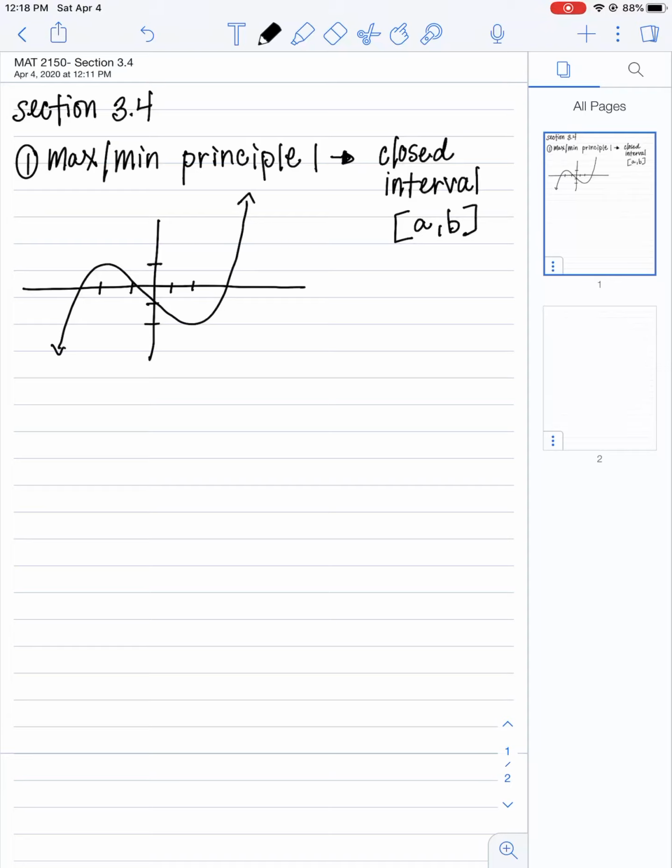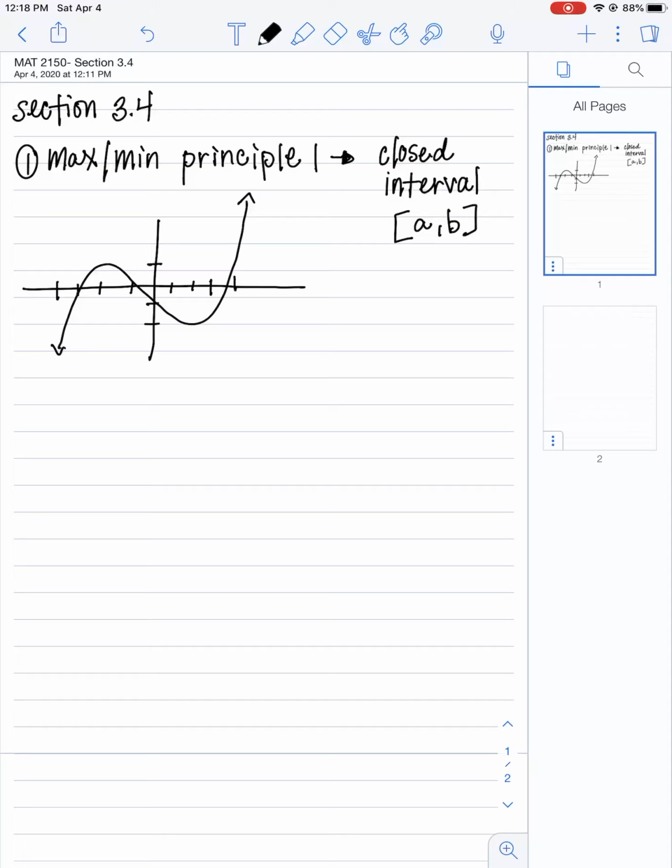I've drawn this picture over here to the left, and right now it's not closed. This graph continues to go in both directions because I've drawn arrows on it. It's a continuous function that just continues to go on and on forever. But I can close this interval, and that's exactly what I'm going to do.